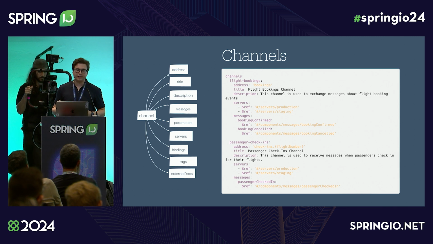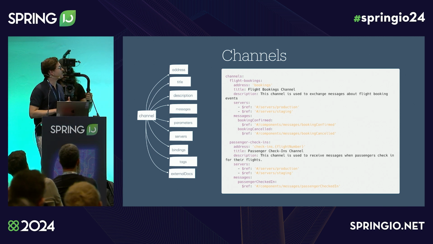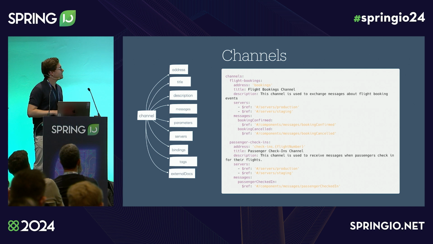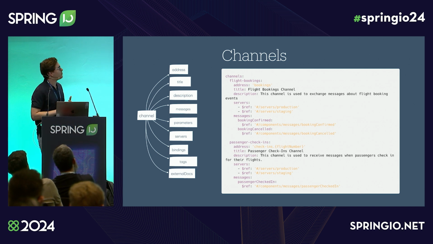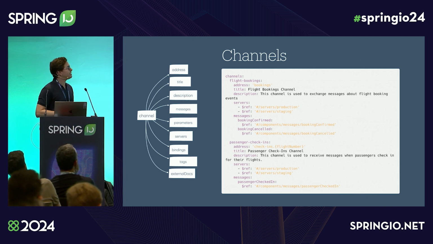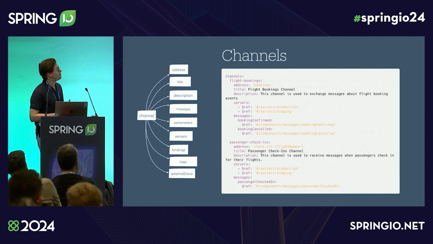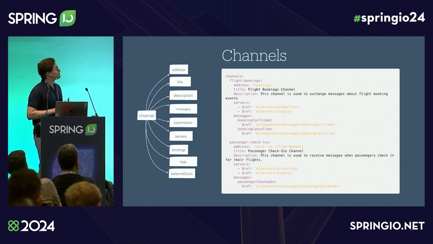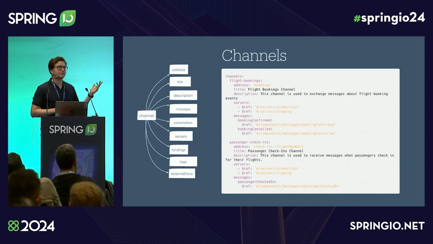After that, we can define our channels. So I defined 3 channels here. So the channels, they also have address, title, description, messages. So the first channel is the flight bookings. So you have the address of the channel in your broker. Could be your Kafka broker, RabbitMQ broker. You have the title of the channel, the description as well. The servers it interacts with.